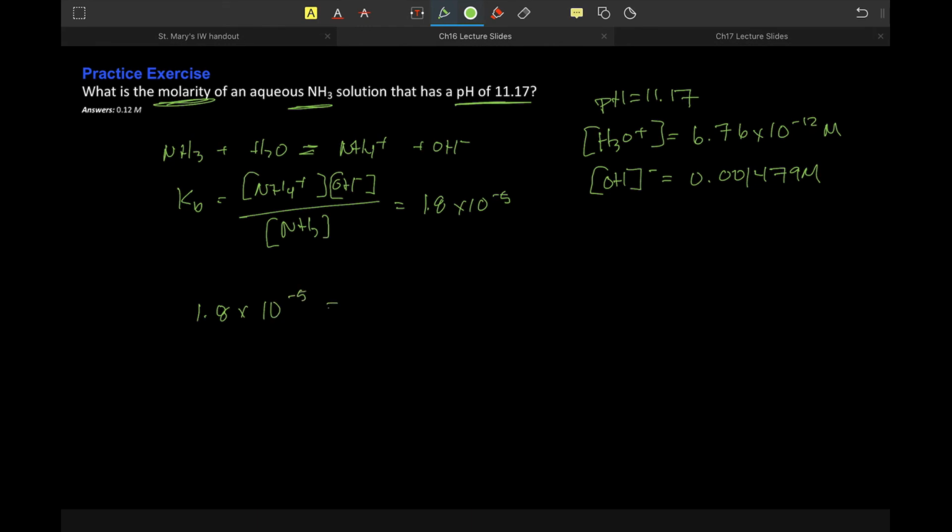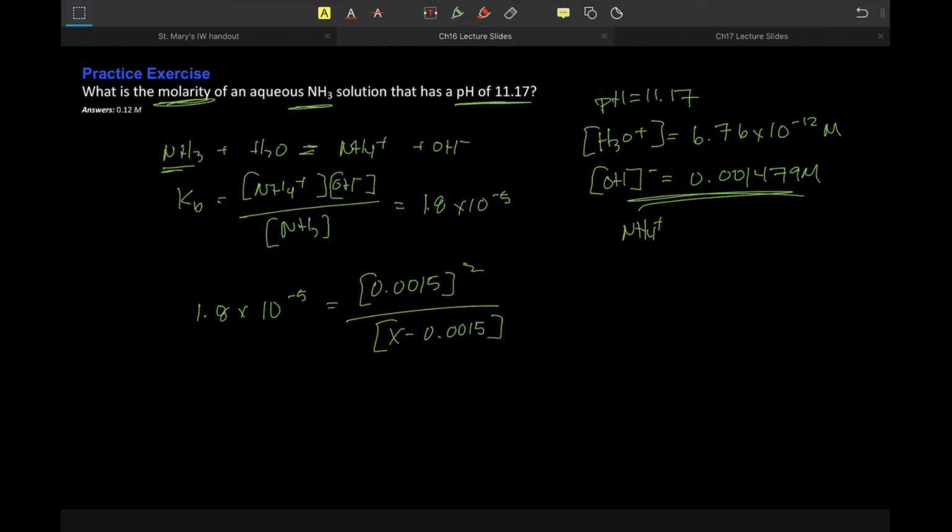We're going to take 1.8 times 10 to the negative fifth is equal to, and this is also the concentration of NH4 plus. Does that make sense? Because all of it comes from the dissociation of NH3. So we actually have 0.0015 squared on top of the NH3 concentration. And again, if we want, we could write out a RICE table for this.